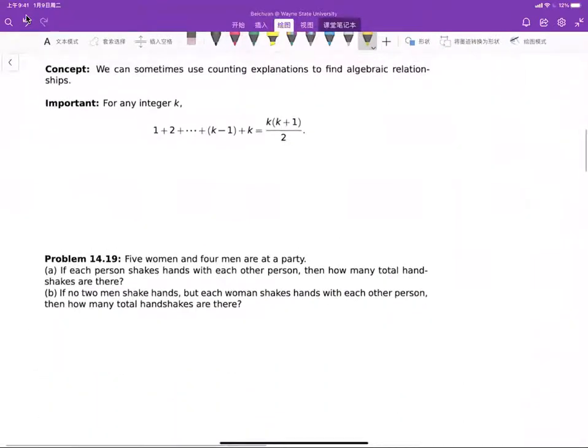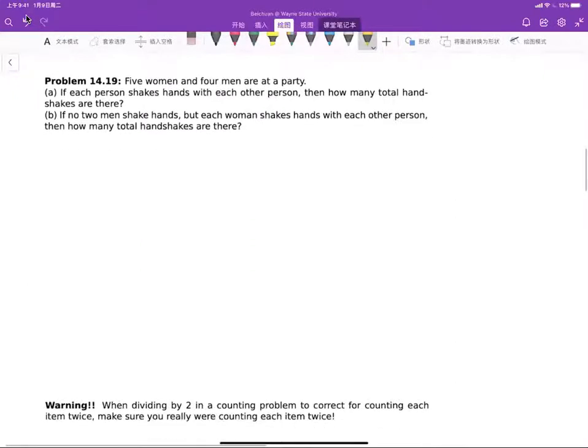All right. Then let's look at the next problem, 14.19. There are 5 women and 4 men at a party. If each person shakes hands with each other person, how many total handshakes are there? Actually this is very similar to the previous 2 problems. Student: 10, because 5 times 4 equals 20, and 20 divided by 2 equals 10.